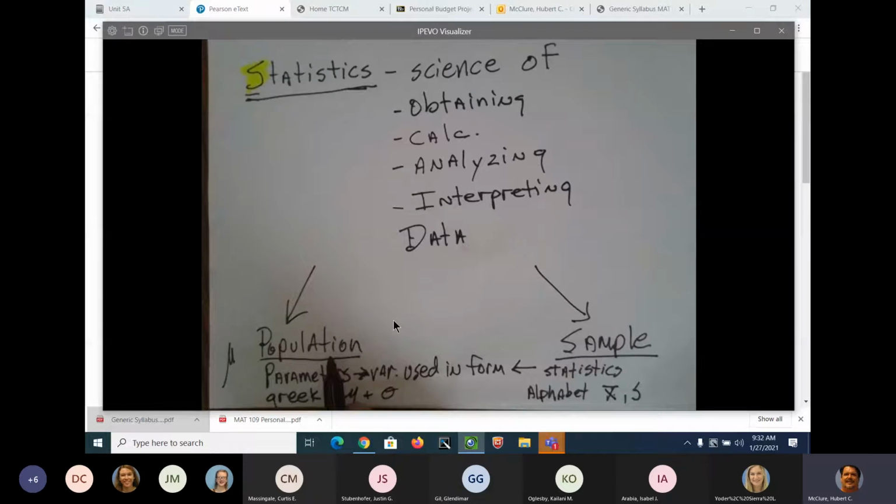So if you're in a presentation or if somebody's talking to you or discussing the standard deviation of something and they say that the standard deviation s is equal to 5.2, you know that they're talking about the sample. If they say sigma is equal to 5.8, then you know they're talking about the population.